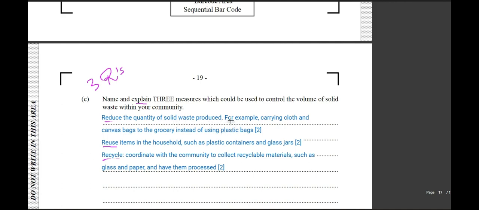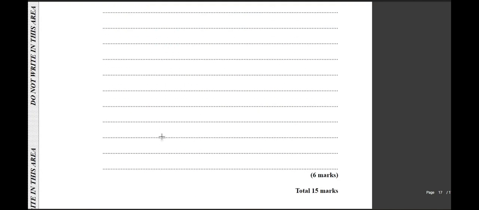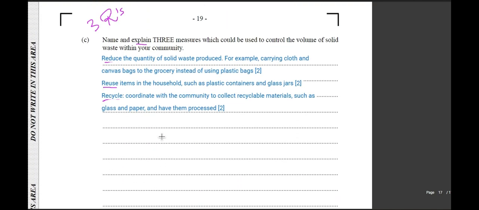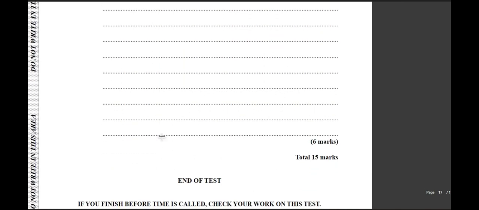So you're reducing the quantity by doing things like using cloth and canvas bags instead of plastic bags. Then you're going to reuse the items such as plastic containers, glass jars. All right? Then you're going to recycle. You're coordinating to collect recyclable materials, etc., and have them processed, whether in the country or out another country. You export to another country. Right? And those are your measures to control solid waste. And that's your 6 marks, 2 marks each. And that's your answer. And that's the end of the test.